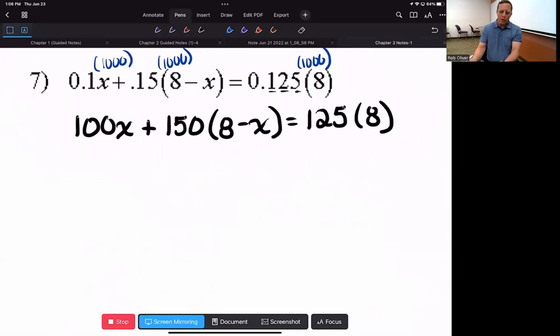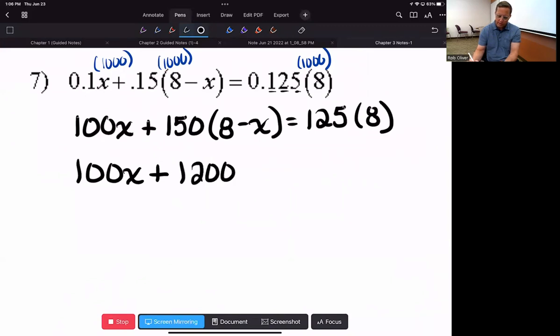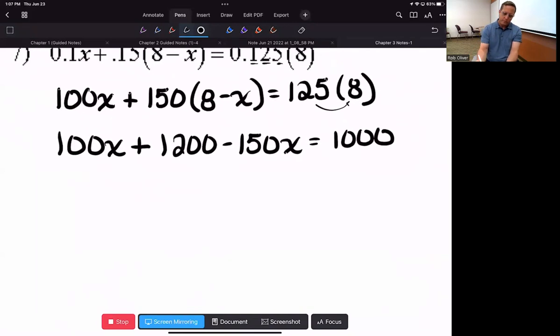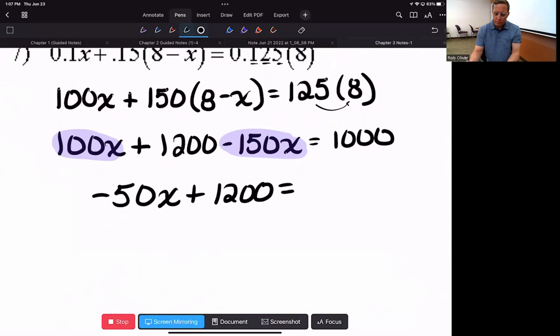Now let's get down to the business of solving this. We'll clear parentheses by multiplying by 150. So 150 times 8 is 1,200. 150 times x is 150x. And then 125 times 8 is 1,000. We have like terms, 100x and negative 150x. That is going to be negative 50x plus 1,200 equals 1,000.